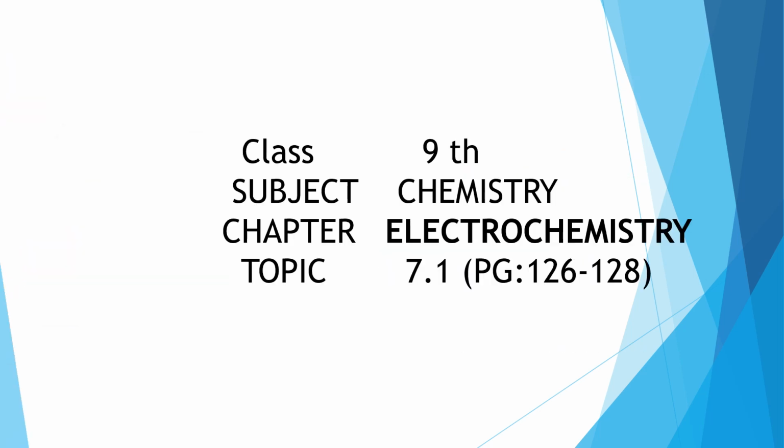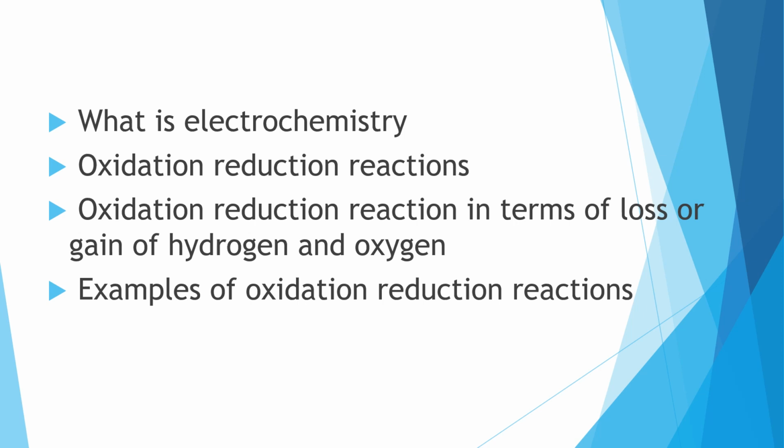The chapter is electrochemistry and the topic we are going to discuss is 7.1, page 126 to 128. We will discuss what is electrochemistry, oxidation reduction reactions in terms of loss or gain of hydrogen and oxygen, and examples of oxidation reduction reactions.